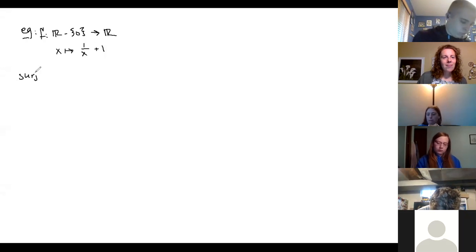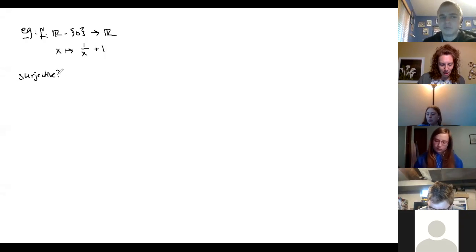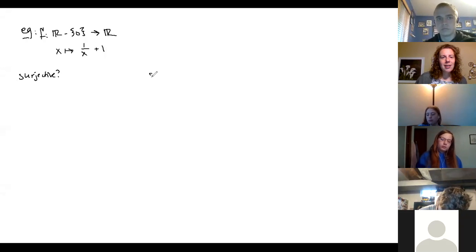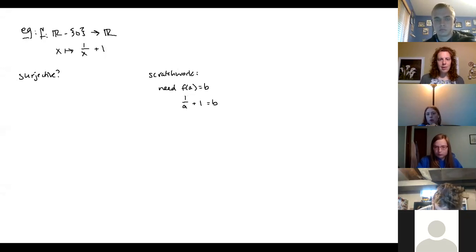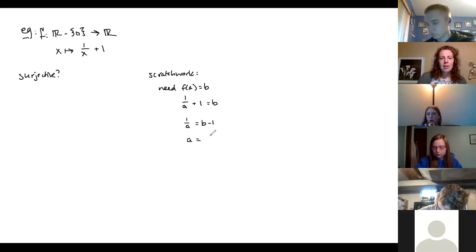So let's do some scratch work. So here's what we need. We need f of a to equal b, or in this case, we need 1 over a plus 1 to equal b, right? That's what I need in this case. 1 over a plus 1 has to equal b. That's my f of a. All right, so let's do some solving for a. 1 over a has to equal b minus 1, and then I can flip both sides. So a needs to equal 1 over b minus 1.